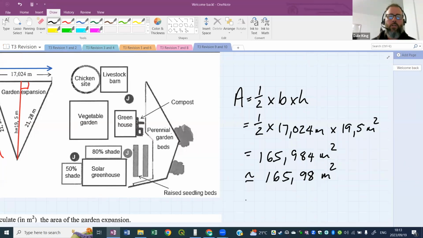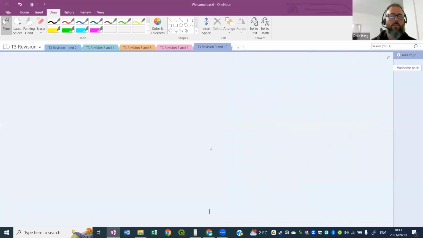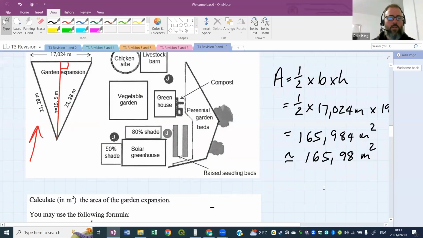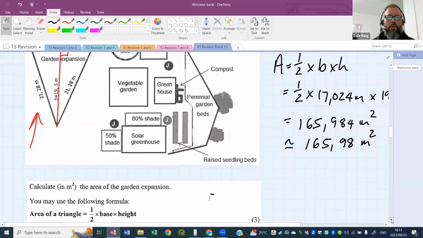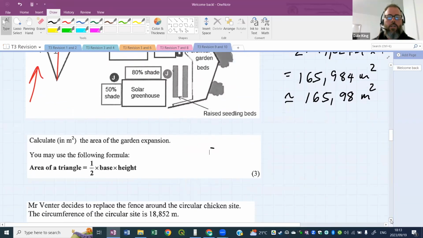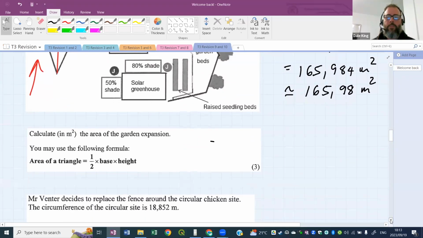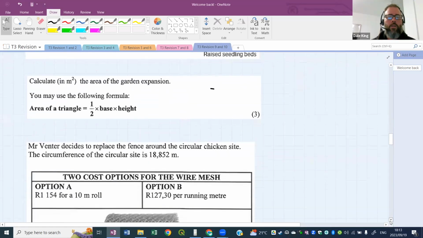All right, let's move on. Got a couple of marks in the bag. Just checking now. They wanted meters squared. We gave them meters squared. We give them what they want. All right, cool. So that is the answer for the first one. Let's move on to the second one.